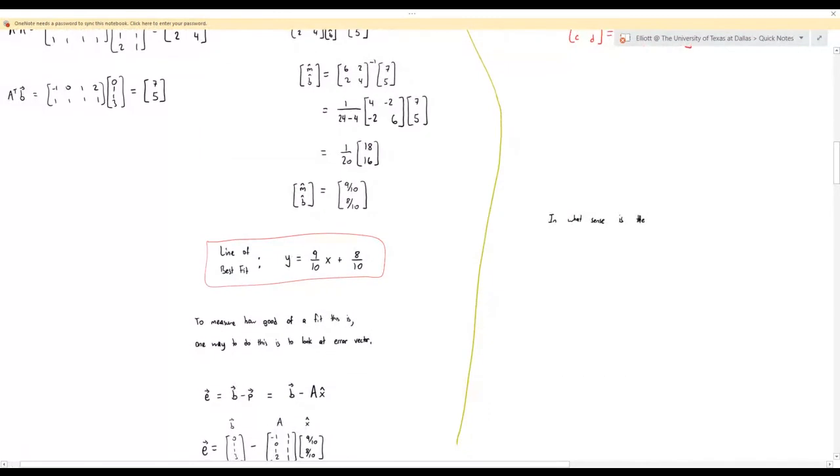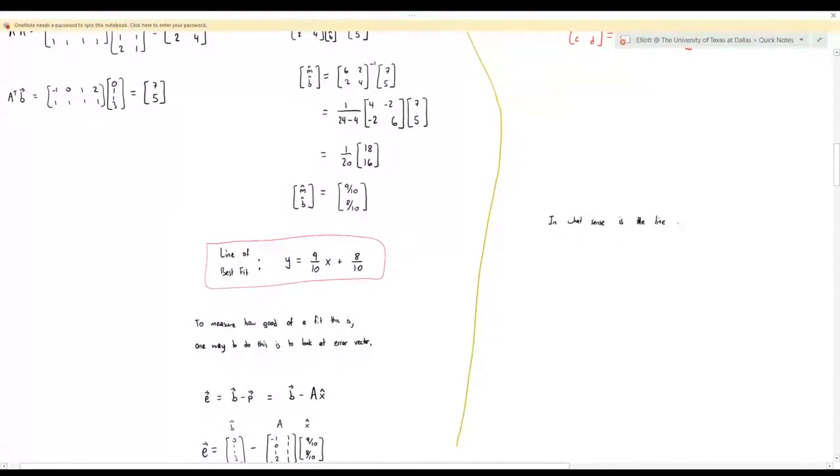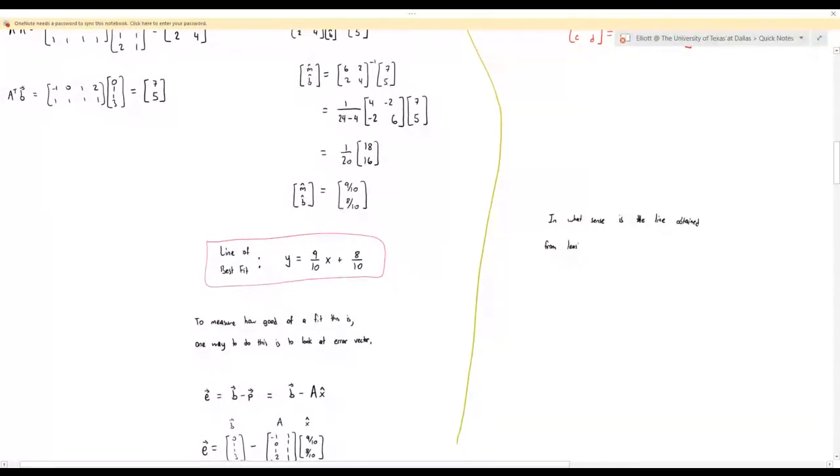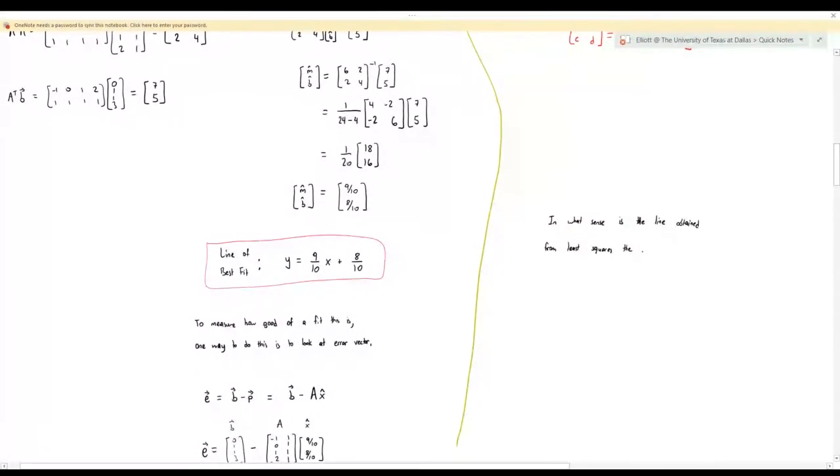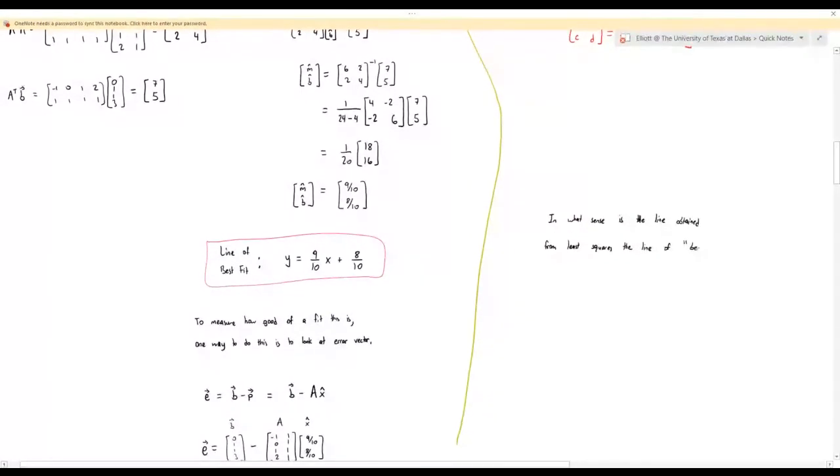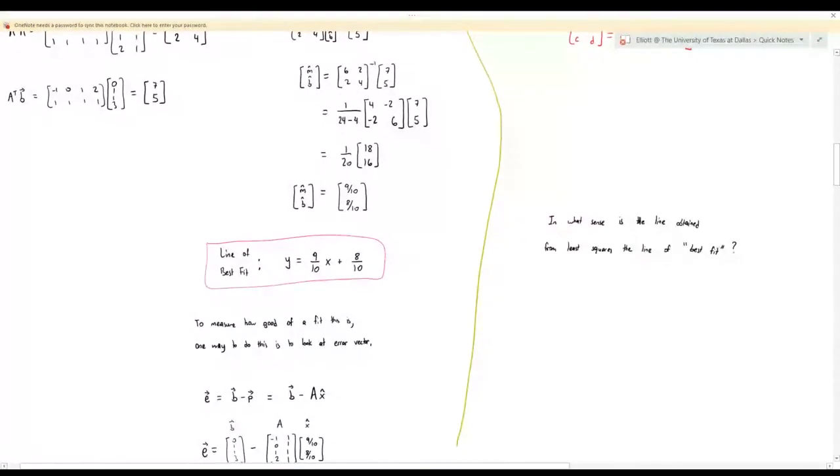All right, so in what sense is the line obtained from least squares the line of, quote unquote, best fit?